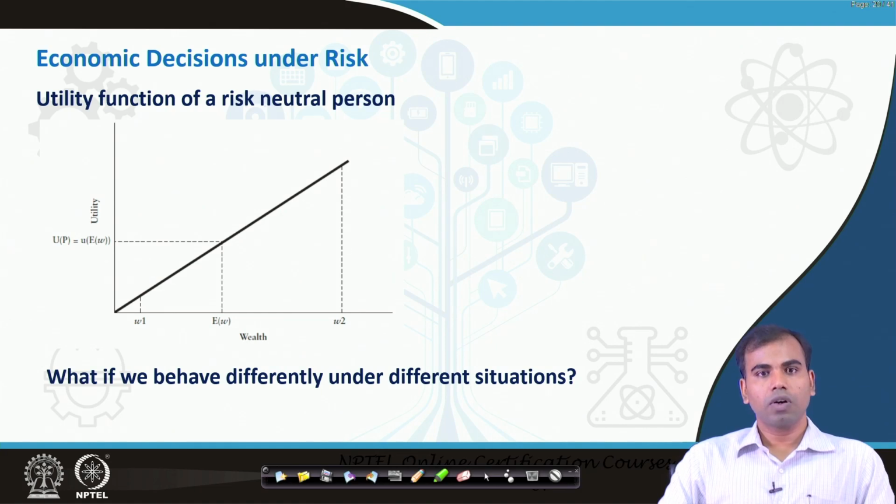Now, bringing all these things together in a more relevant framework is the prospect theory of Daniel Kahneman and Amos Tversky. What they essentially suggested was that individuals might be behaving differently under different circumstances. It means that if it is a situation where you are likely to gain something, your behavior would be different from the situation where you are likely to lose something.